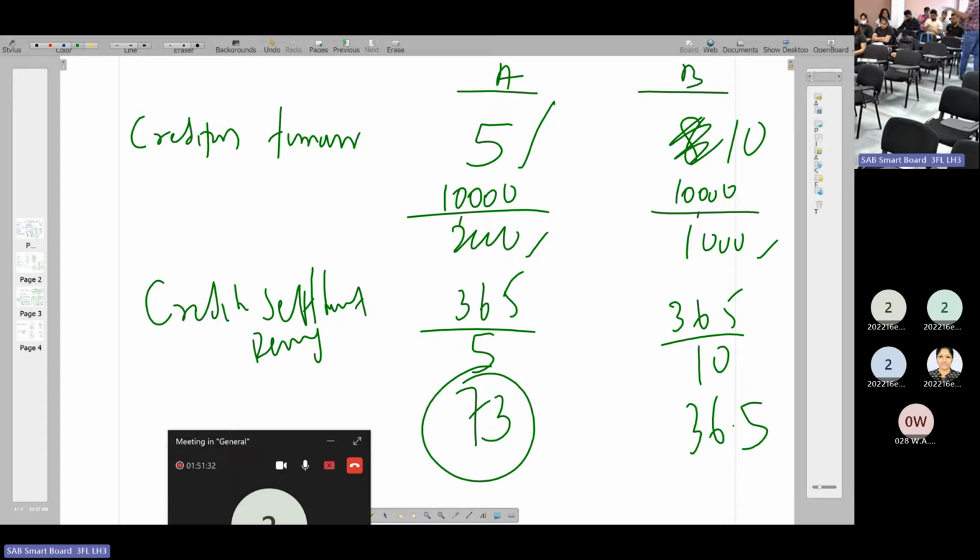Next, we have done the profitability ratios, then liquidity, then efficiency, then solvency ratio, and then the gearing ratio, solvency and gearing.